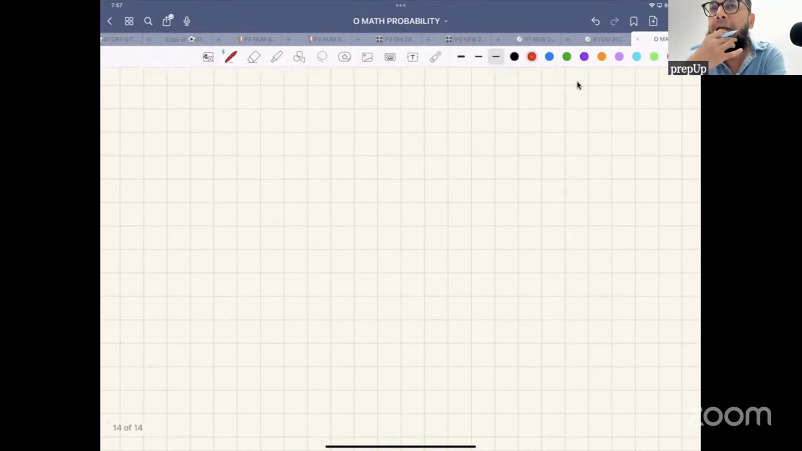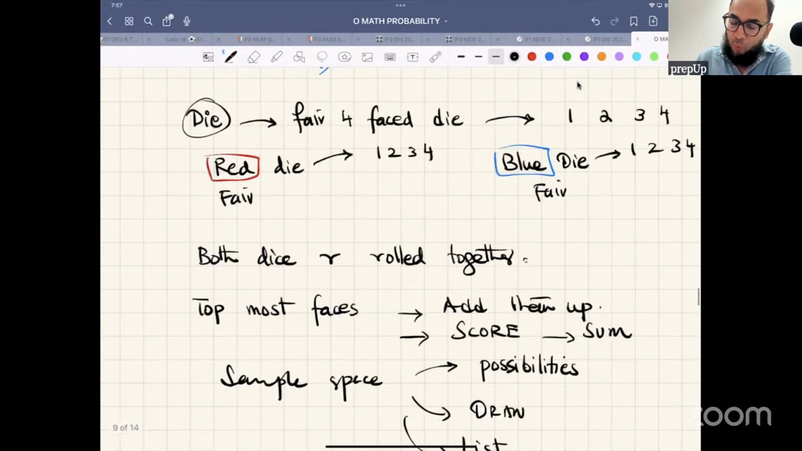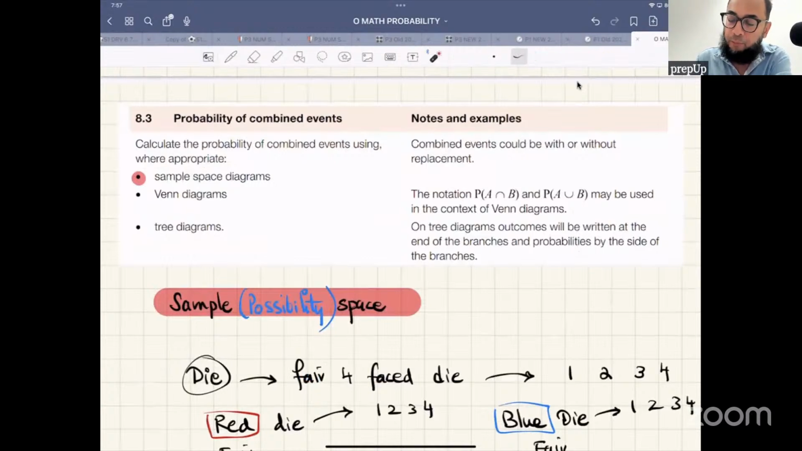Now sample space could be done in a lot of ways. Let's move to the idea of a tree diagram. So let me just show you over here. What exactly were we discussing? That is, calculate the probability of combined events using, where appropriate, you have to make the decision. And how can you make the decision? You make the decision when you are well experienced, when you have solved a lot of questions. And in today's class, I'm just giving you a brief overview. And naturally, we will get that expertise when we will be solving the past paper questions.